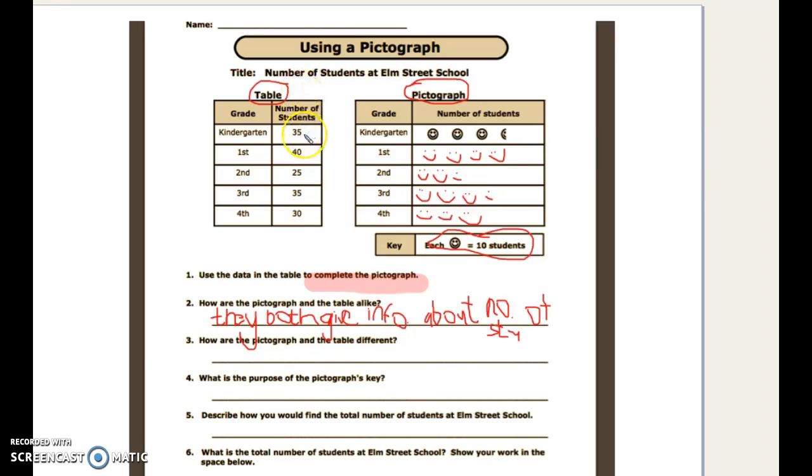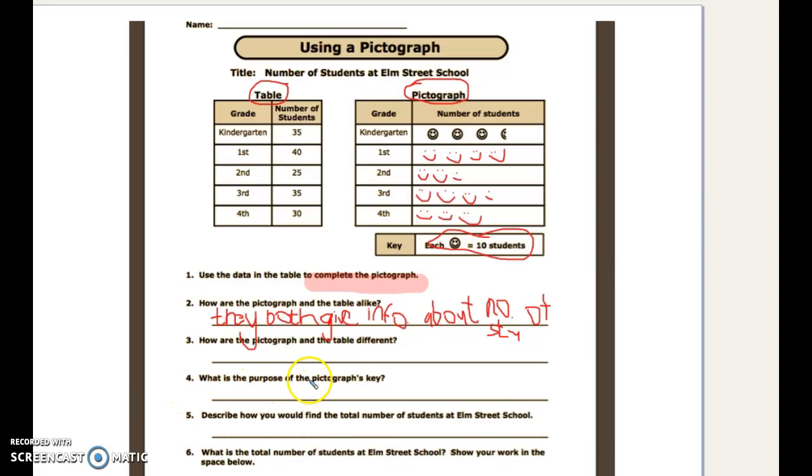In the table, we represent the number of students using a numeral or number. In the pictograph, we demonstrate the number of students using a picture, and the key tells us how to indicate each student. It would take a long time to draw 35 smiley faces, and that wouldn't be a very efficient way for us to demonstrate that. So we have to use the key to show us the number of students.